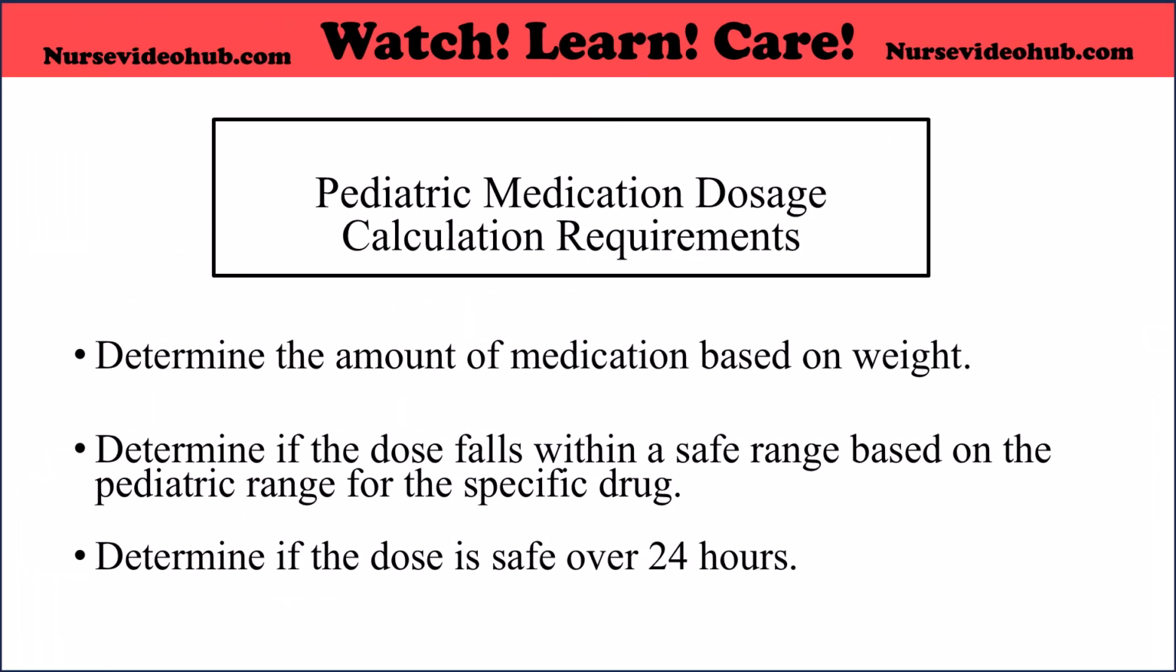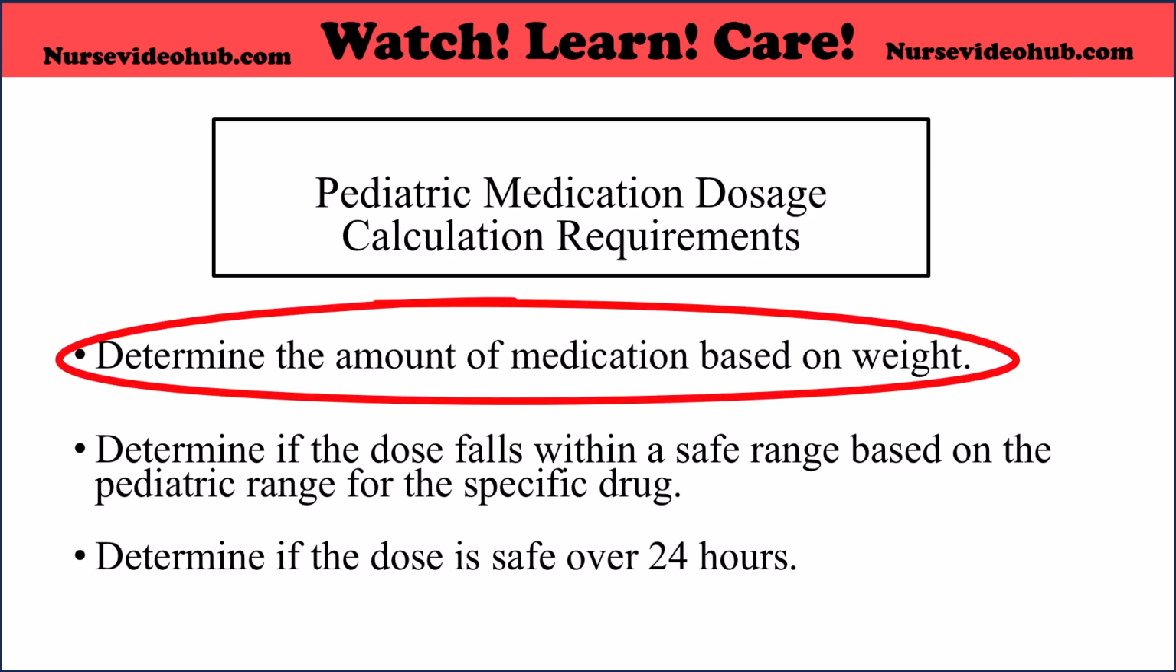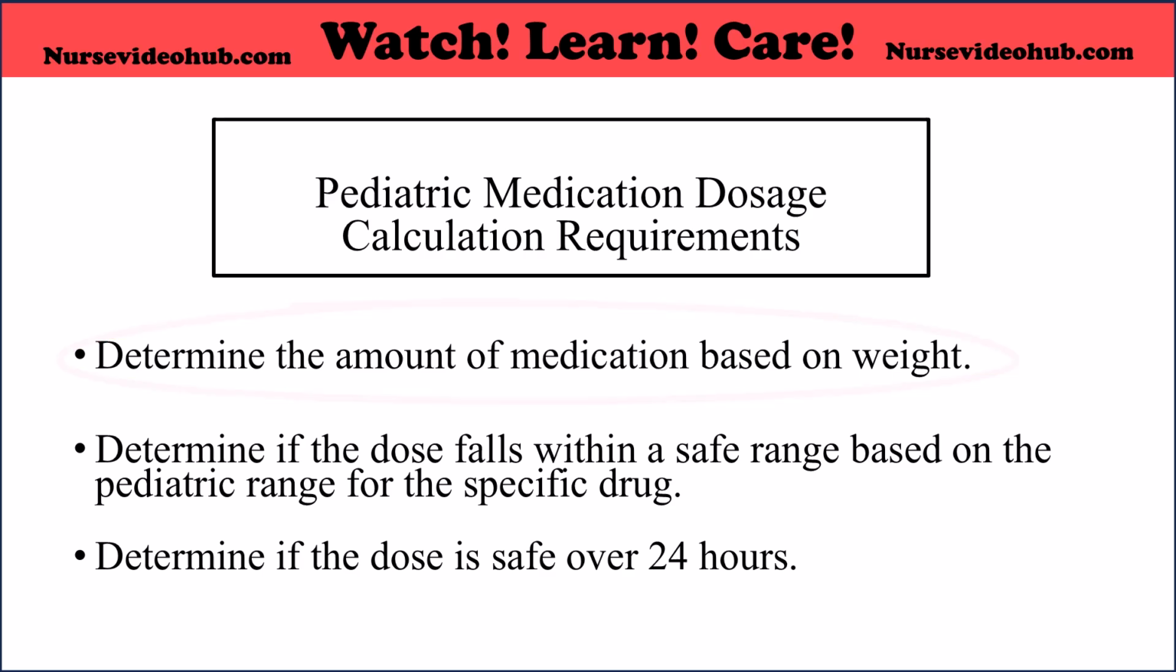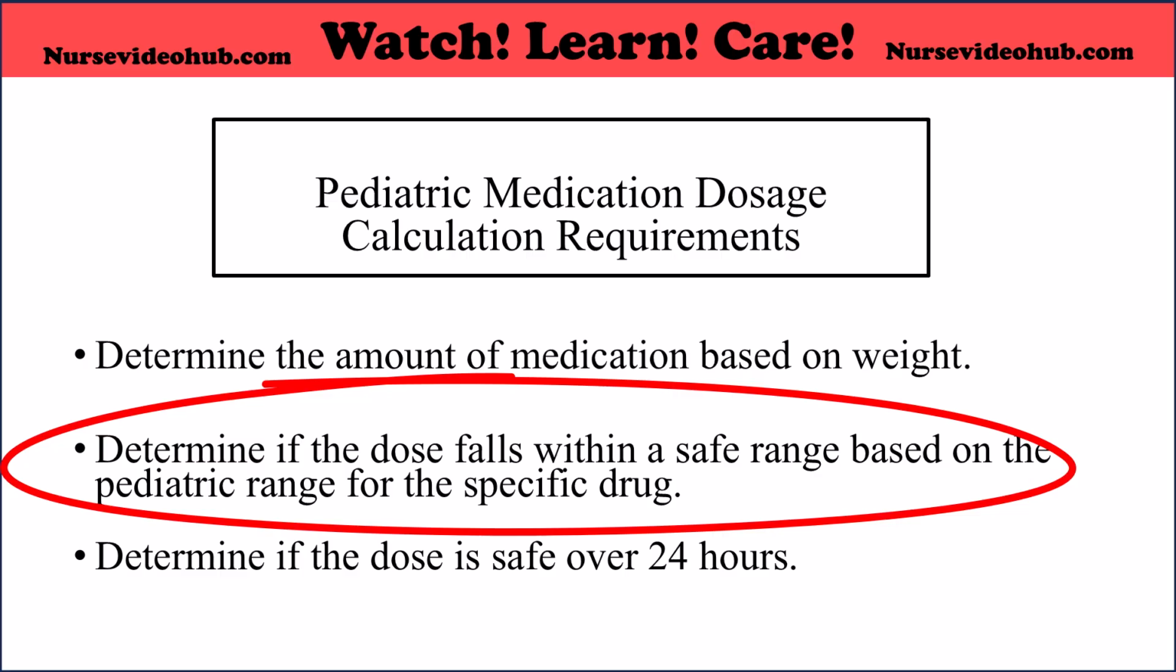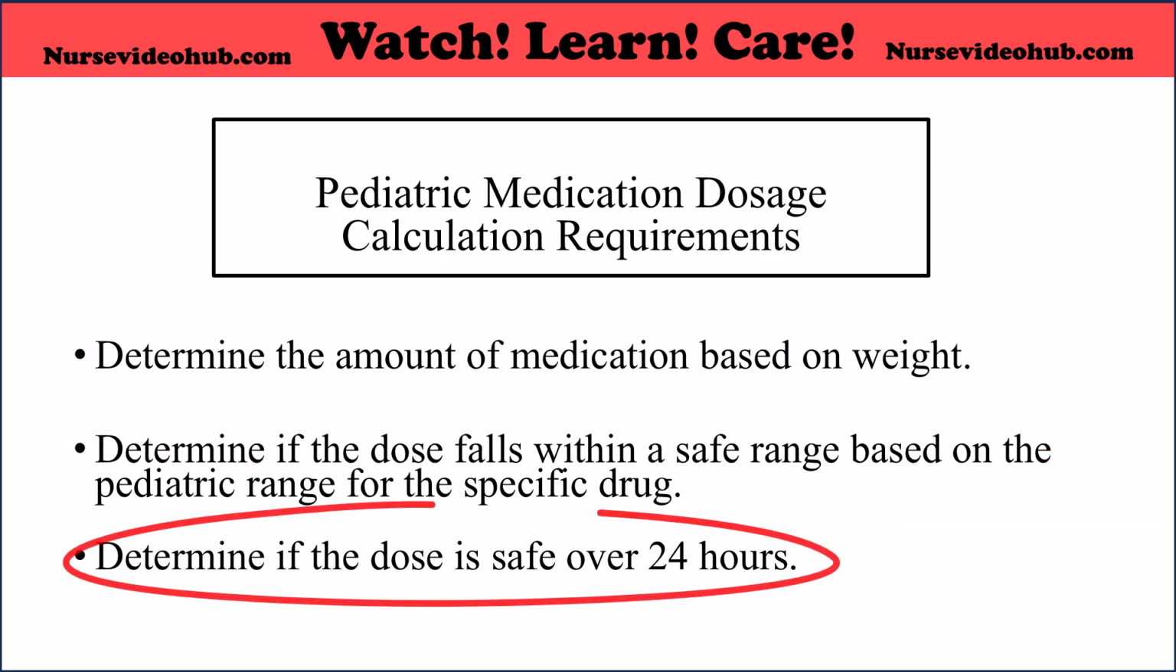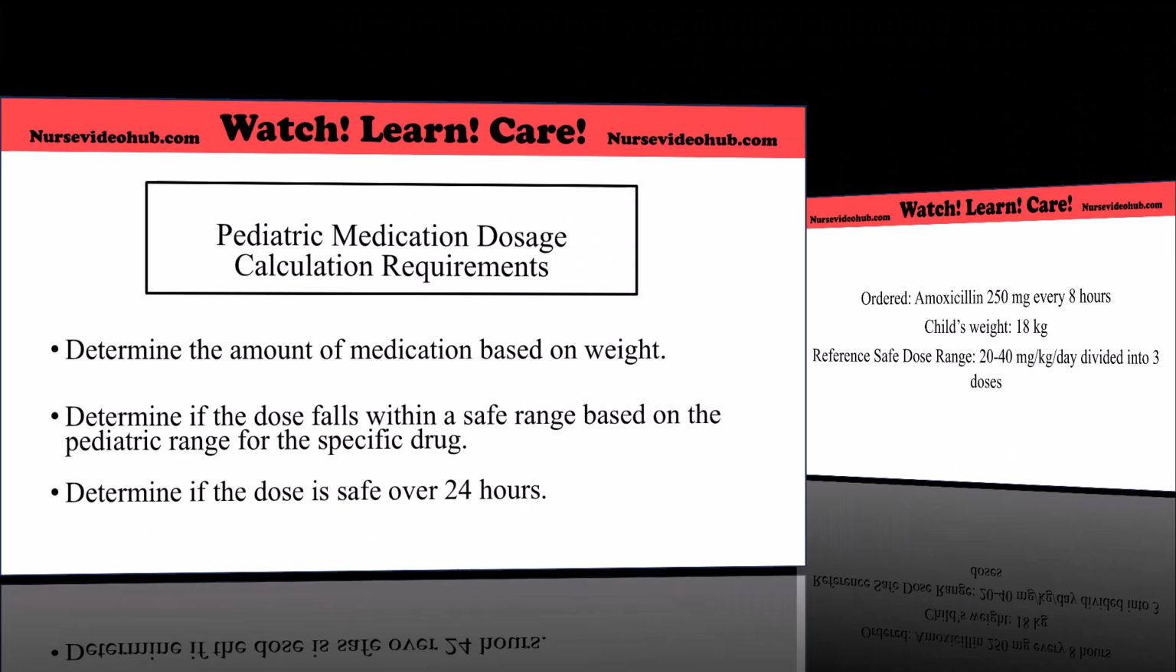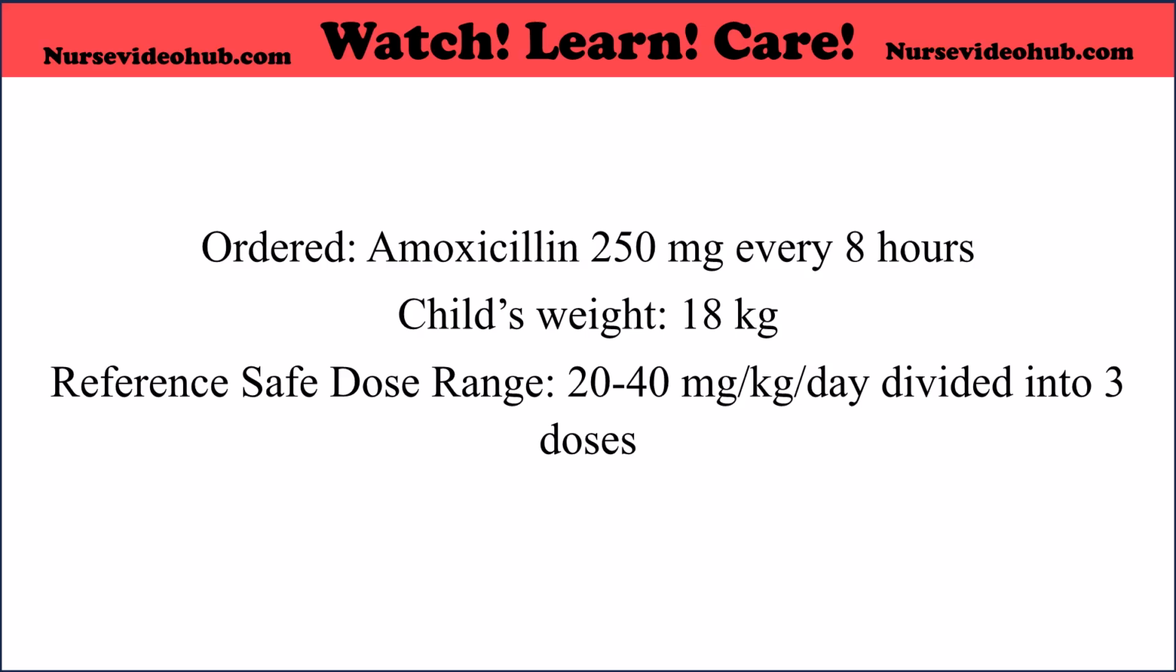Pediatric dosing requires 3 steps. Calculate the dose based on the weight, check if it falls within the safe range, and also confirm if the total daily dose is also safe. Let's look at another example.